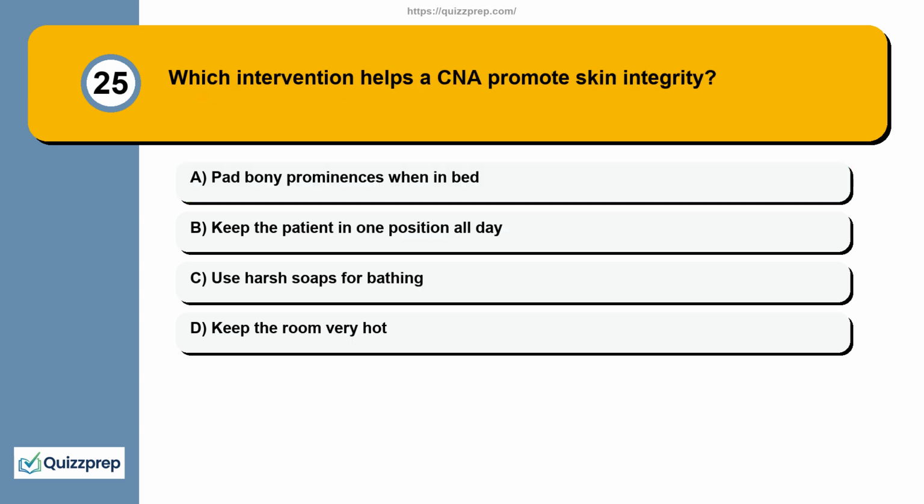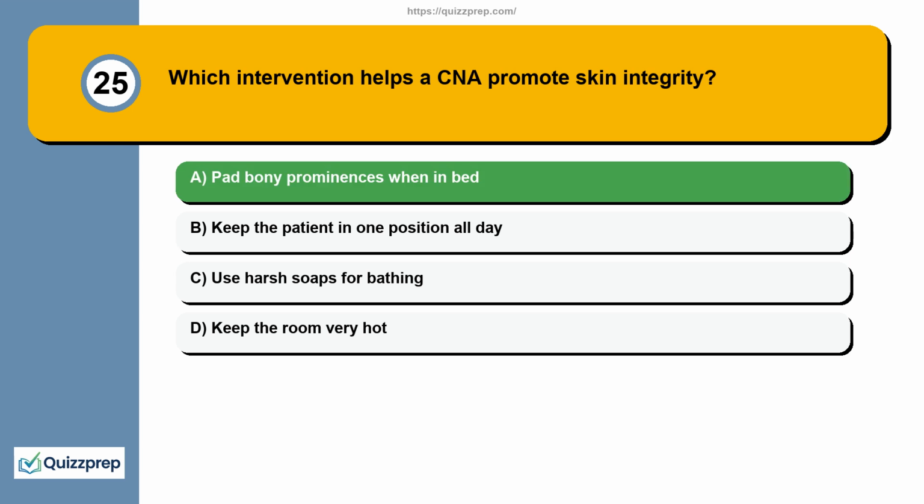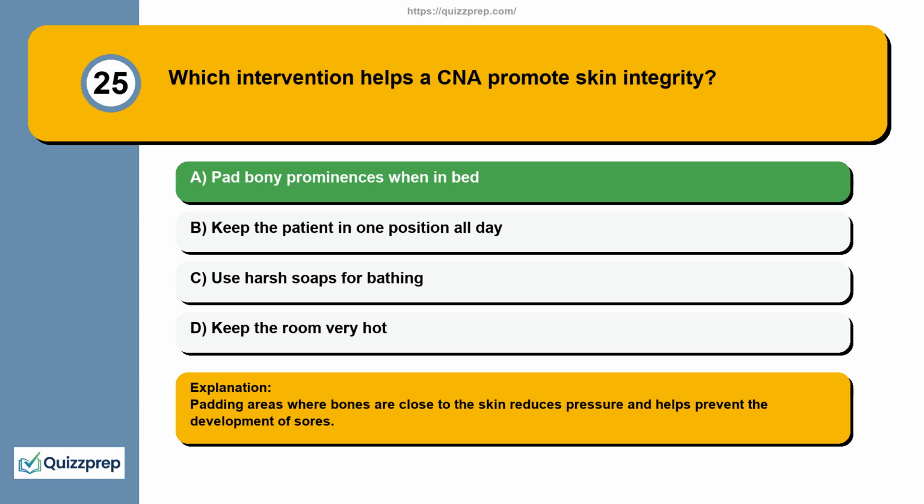Question 25. Which intervention helps a CNA promote skin integrity? Pad bony prominences when in bed. Keep the patient in one position all day. Use harsh soaps for bathing. Keep the room very hot. Padding areas where bones are close to the skin reduces pressure and helps prevent the development of sores.